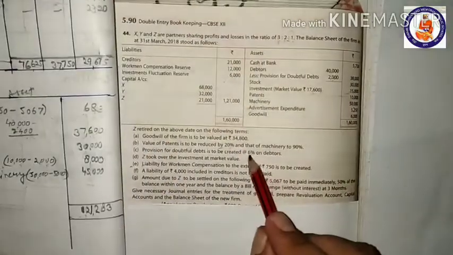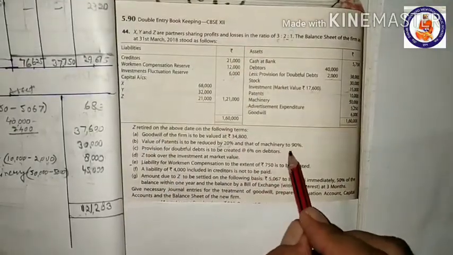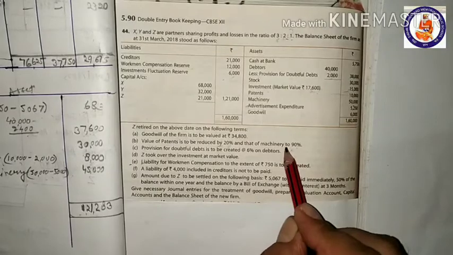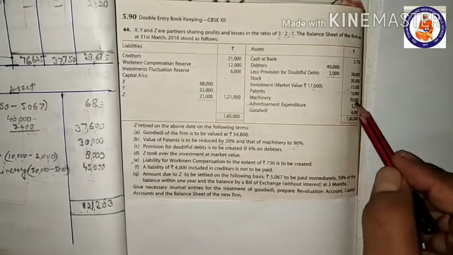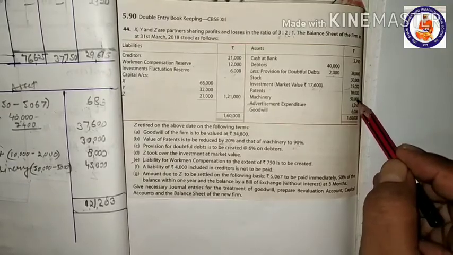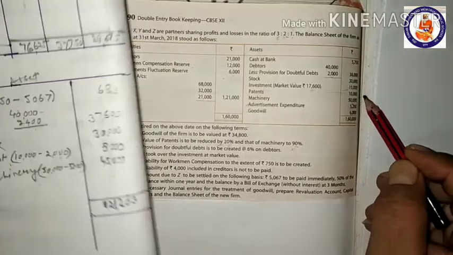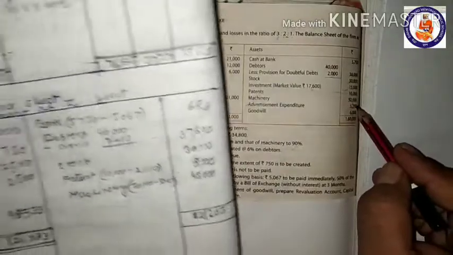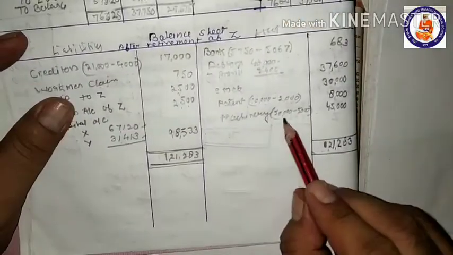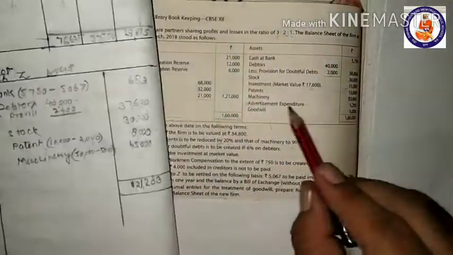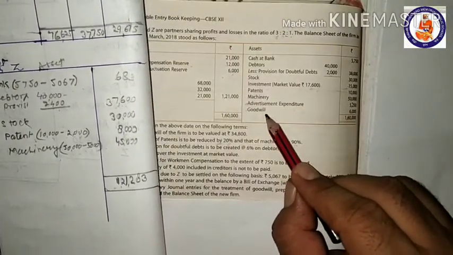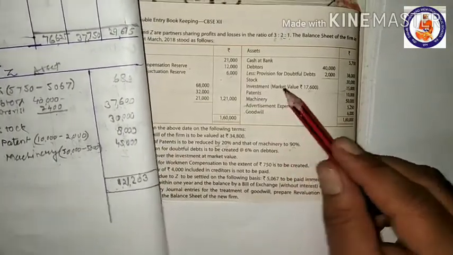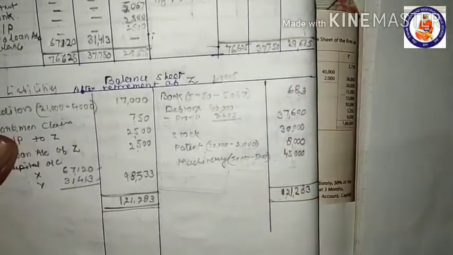In machinery, it has come to 90%, which means 10% has been reduced in value. So 10% of this is 5,000. 5,000 has gone down. 50,000 minus 5,000 comes to 45,000. Okay, advertisement expenditure is already written off, and goodwill is already written off. So this way the asset side is done.